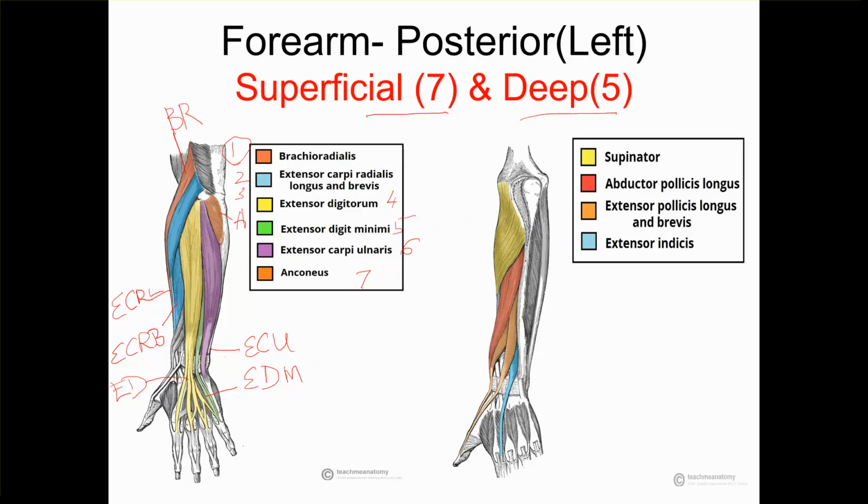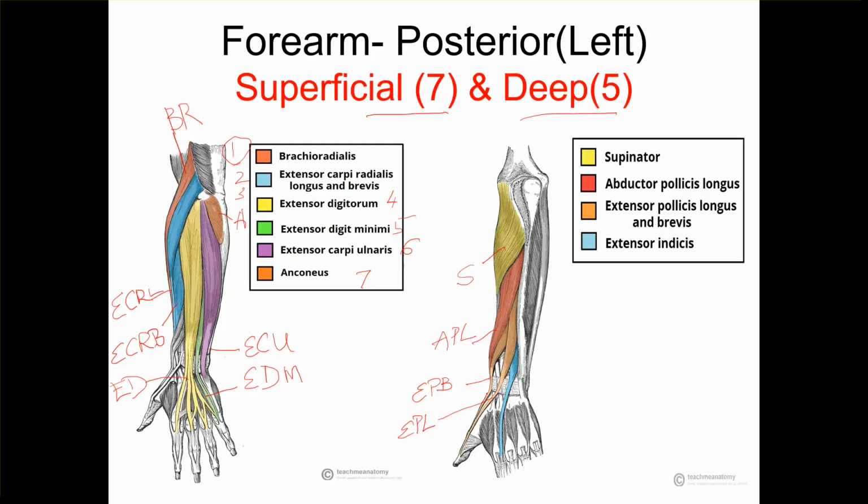Now coming to the deep muscles, there are 5 deep muscles. This will be the supinator. It's a very deep muscle. Then you have abductor pollicis longus. And then you have, this one in orange, extensor pollicis brevis. The next one here will be extensor pollicis longus. As you can see, it forms the borders of the snuff box.